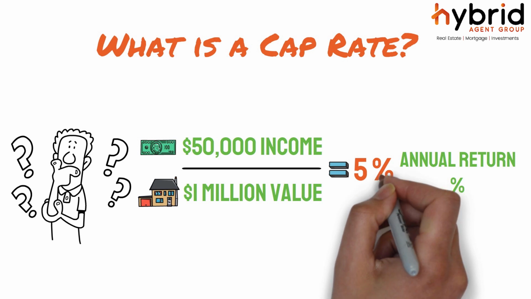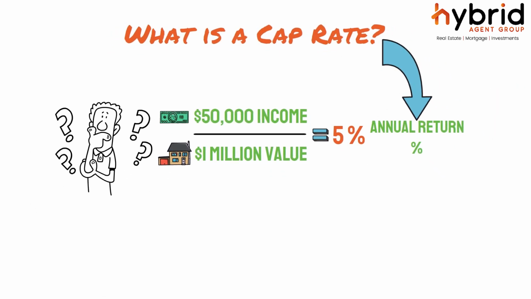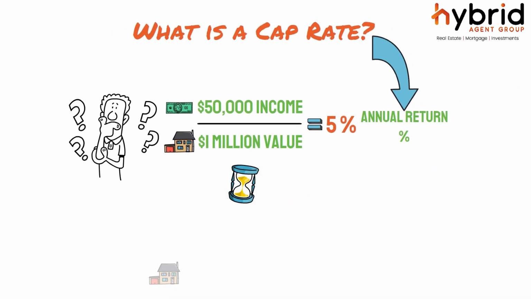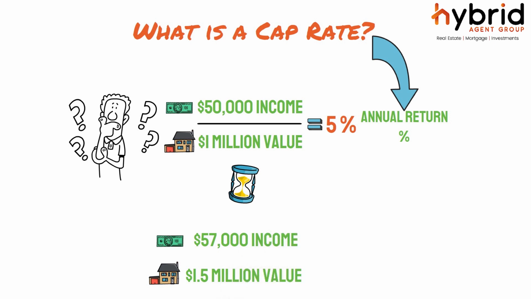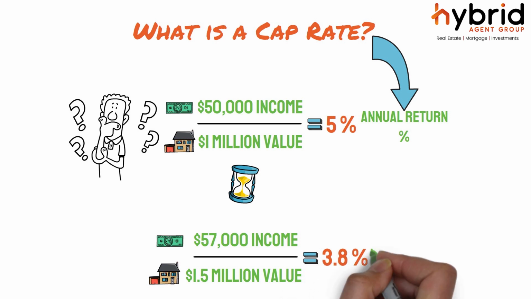That's simple enough, but what happens over the course of time when this property value goes up to, say, $1.5 million and the annual income has only risen to $57,000 a year? Well, we take $57,000 and divide by $1.5 million and get a cap rate of 3.8%.